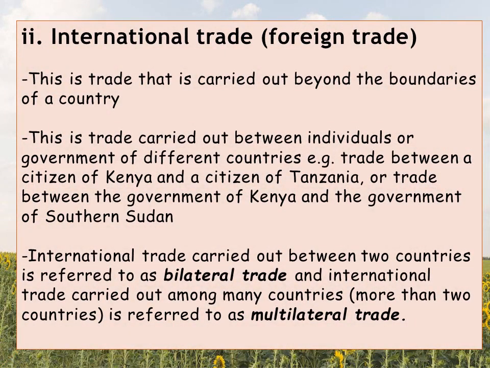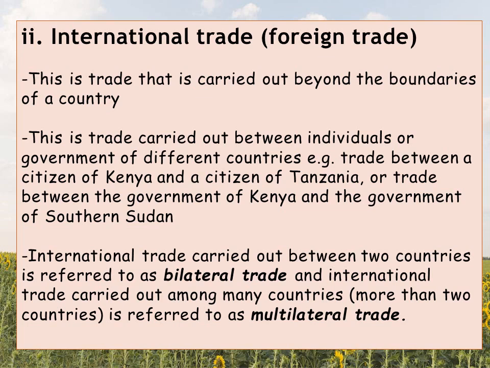The next category of trade, according to the geographical categorization, is international trade. International trade is also known as foreign trade. And this is trade that is carried out beyond the boundaries of a given country. For example, Kenya can trade with Uganda, Kenya can trade with Tanzania, Kenya can trade with Botswana, Kenya can trade with China, and so on.